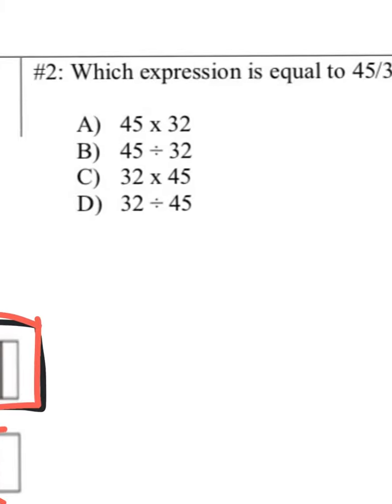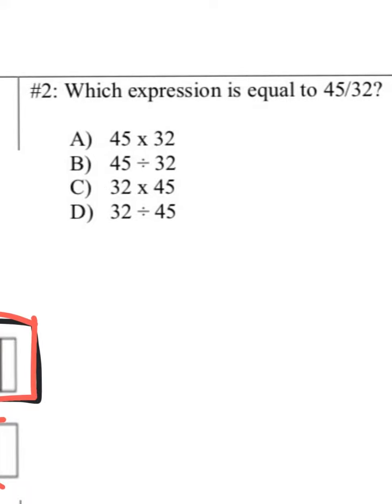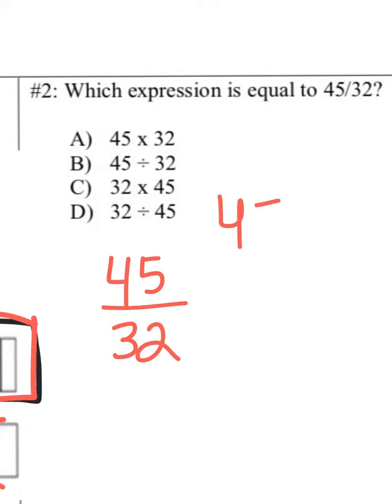For number 2, it says which expression is equal to 45 over 32? So if it's 45 over 32, the way you would read it is 45 is being divided by 32. So the answer is going to be letter B.